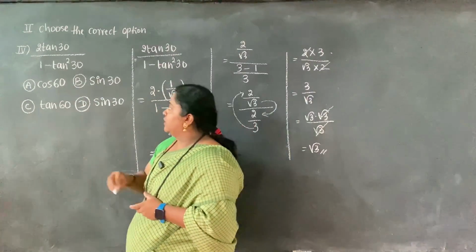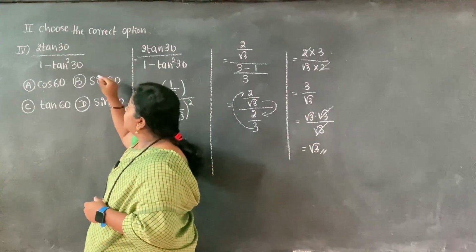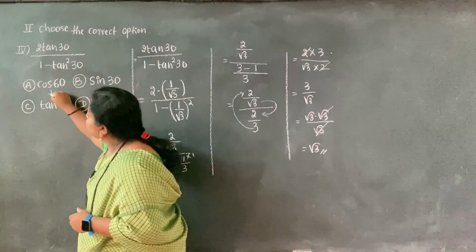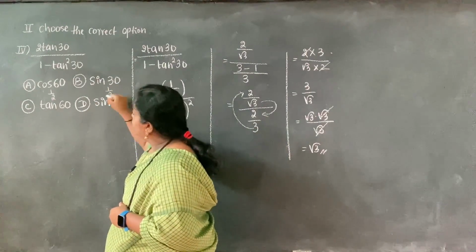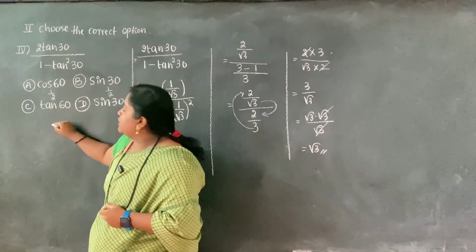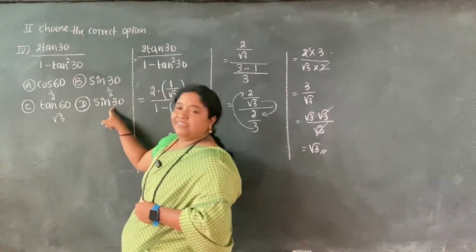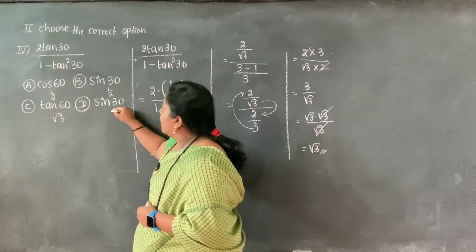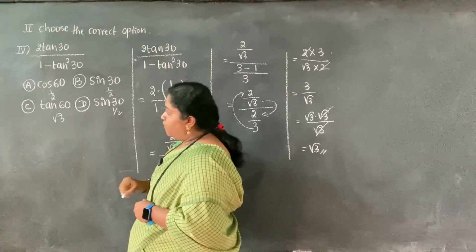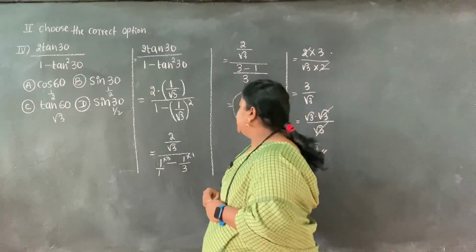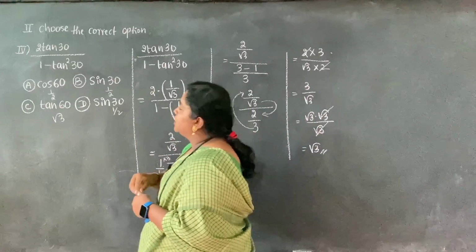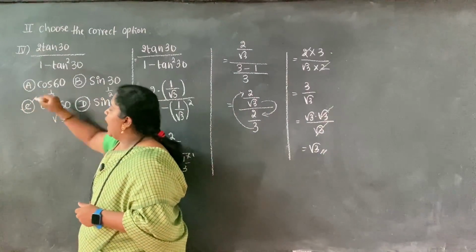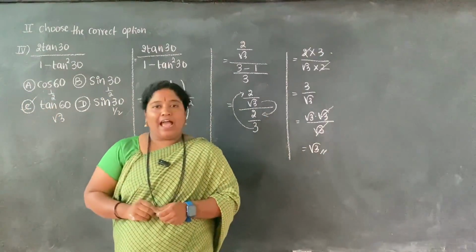Remember the values, dears. You already know that cos 60 is how much? 1 by 2. Sin 30 is how much? 1 by 2. Tan 60 is how much? Root 3. Whereas sin 30 is how much, dear? Again 1 by 2 itself. Okay. So which is the value we need? Root 3 I need to have. Which one is giving you root 3? Tan 60. So we have tan 60 as the answer.